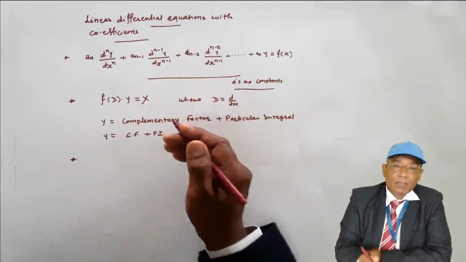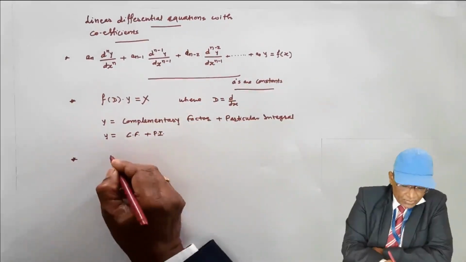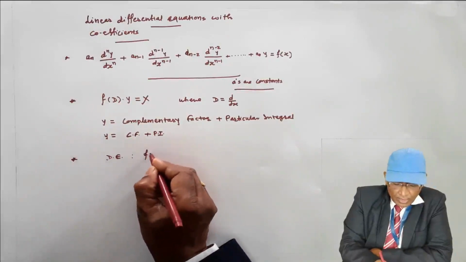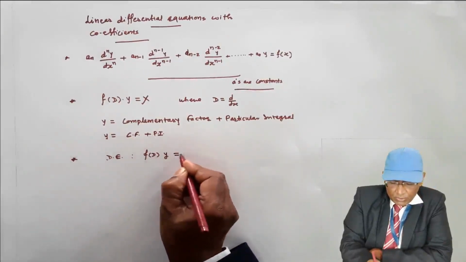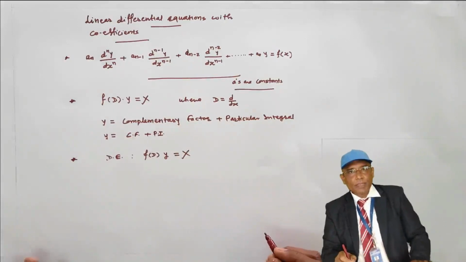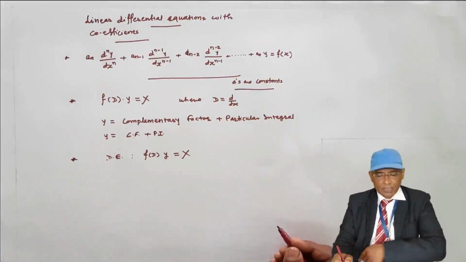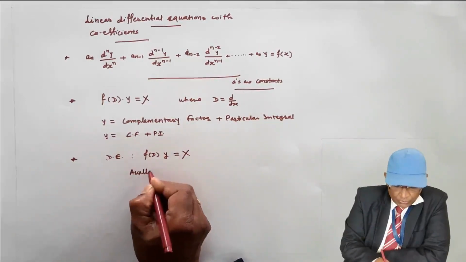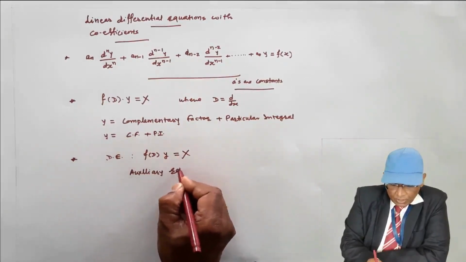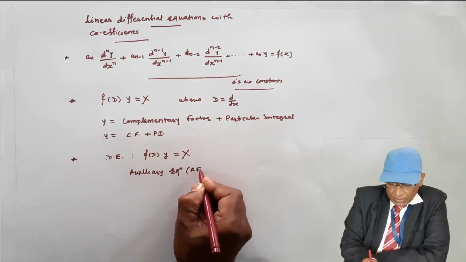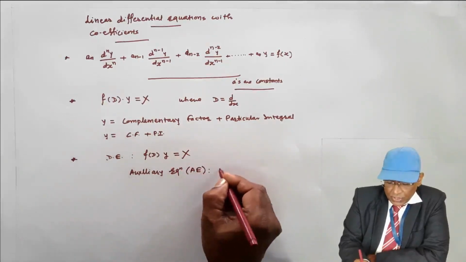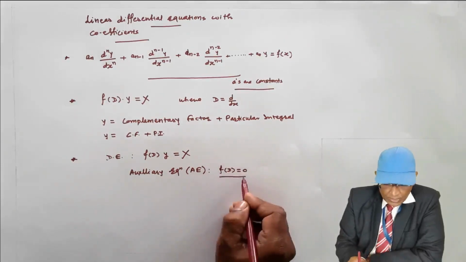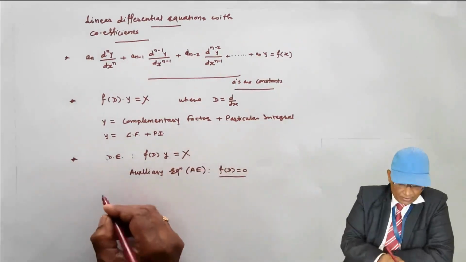When you find the complementary factor, there are different ways to find it, and the complementary factor depends on the roots of an auxiliary equation. I will tell you what the auxiliary equation is. This is the differential equation: F(D) y is equal to X. F(D) is a function of D, and this capital D is the derivative with respect to x. So what to do? The auxiliary equation, in short AE, is F(m) equal to 0. On the basis of the roots of an auxiliary equation, you can write the complementary factor.